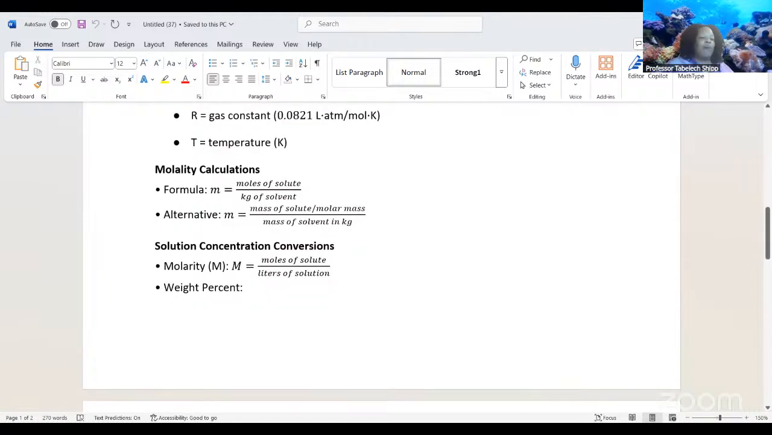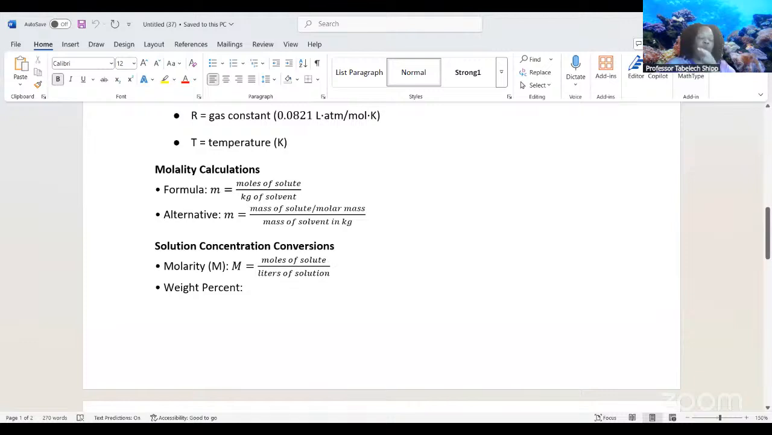And then the other formula that you will have to know is molality. Remember how I said molality sounds like molarity? They sound similar, but they're different in terms of the calculations. So molality, with the l, has the formula little m equals moles of solute divided by kilograms of solvent. An alternative formula is m equals the mass of the solute divided by the molar mass, divided by the mass of the solvent in kilograms.